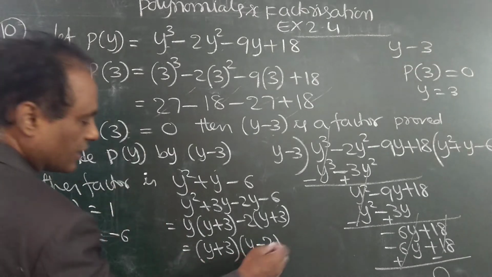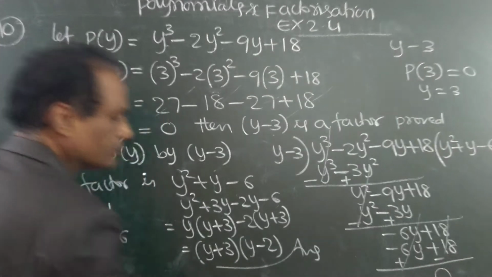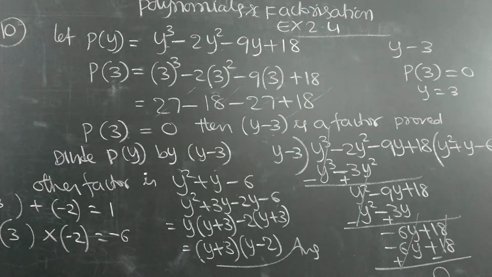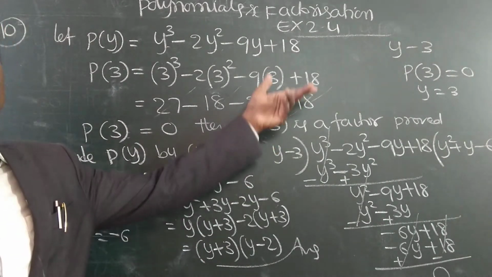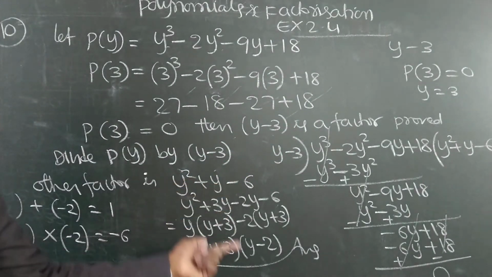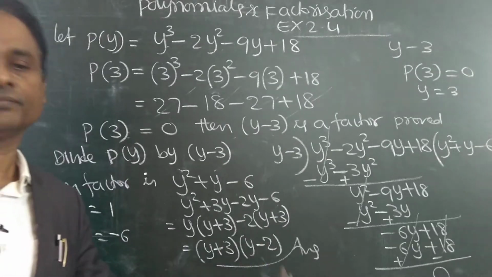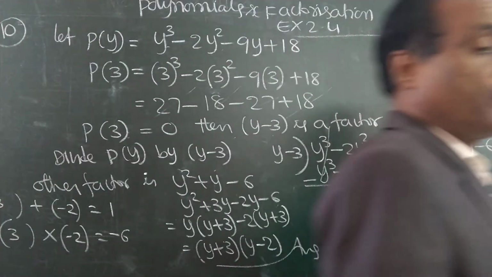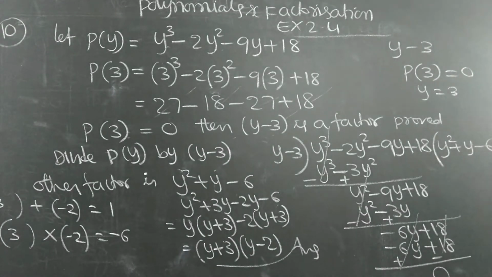So the other two factors are this. In total there are three factors. One is this, which is already done in the first part. So we have to find the other two factors. The other two factors are this. So this is the process for factorizing a given polynomial.